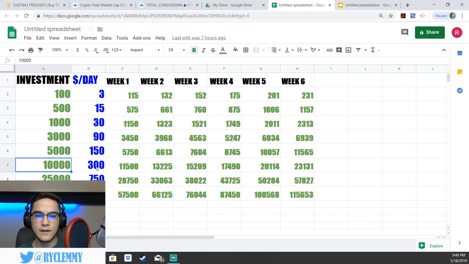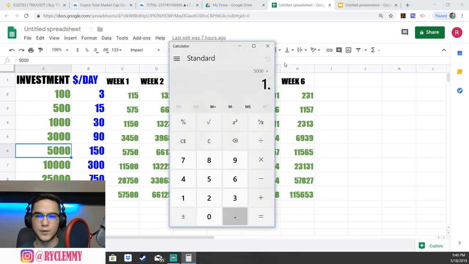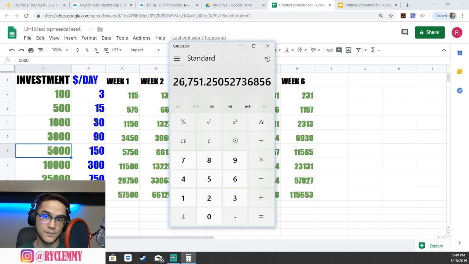So let's take this $5,000 for example. Let's say you started off with $5,000 and you got 15% the first week. So you'd be at $5,750. And then week two, week three, week four, and so on through week 12. So if you hit 3% five days out of the week for 3 months, you could turn $5,000 into $26,000. And then we go on through week 24: $143,000 in 6 months with a $5,000 investment.